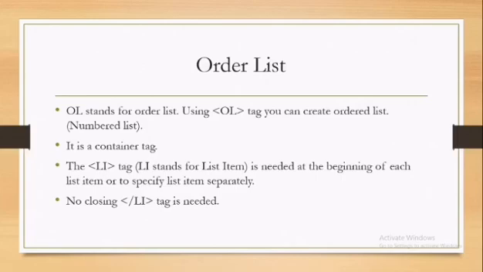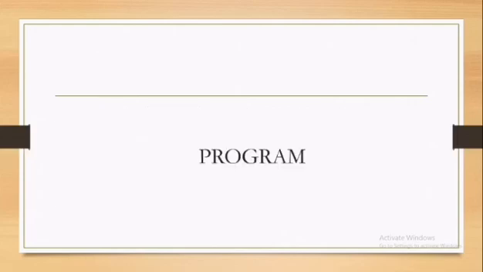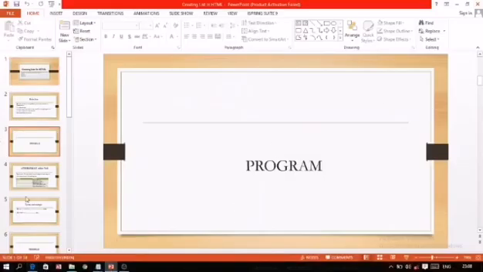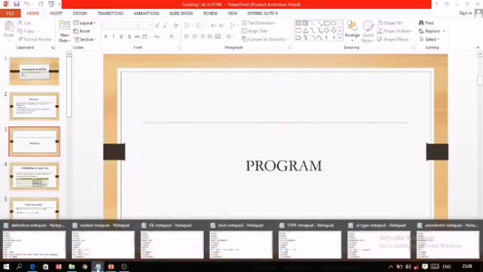So here, the LI tag, LI stands for list item, is needed at the beginning of each list item, or to specify list items separately. The next is, no closing of the LI tag is needed. Actually the LI tag is an empty tag, but in some books it is given as a container tag. There is no need to give the off tag of LI. Here I will explain with the help of a program how we have to write this ordered list program.